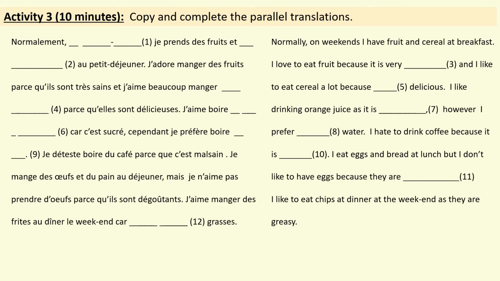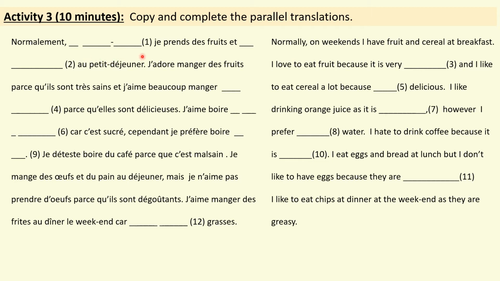And now for this activity, there are parallel translations. So on the left-hand side, you've got a text which is all in French. And then on the right-hand side, we've got the English translation. And they've got gaps in all different places. So what the idea is that you use one text to fill in the gaps on the other. So let's have a look at the first one together, what we would be writing. So normalement is normally. And we've got on weekends here. And we've got the gaps here.